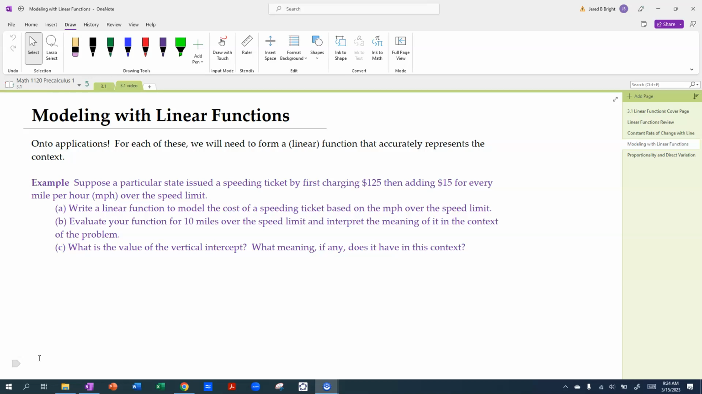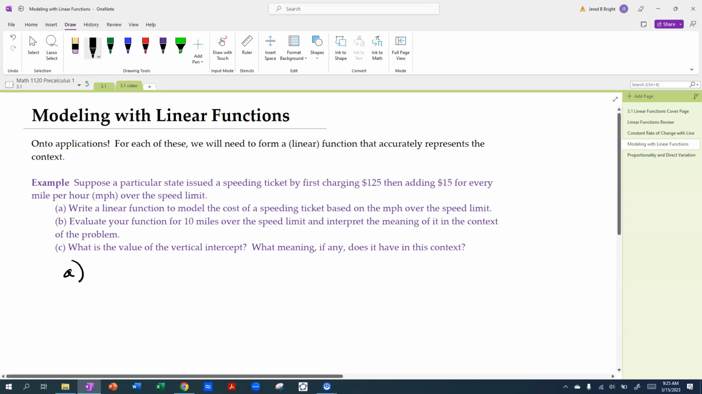Okay, so we're talking about speeding tickets. Don't get a speeding ticket, they're expensive. That's kind of the moral of this problem. But so we state, okay, it's a $125 flat fee if you're speeding, and then for every mile an hour over the speed limit that you go, it's an additional $15. And so if we look at constructing a model, I'm just going to write this out, part A.